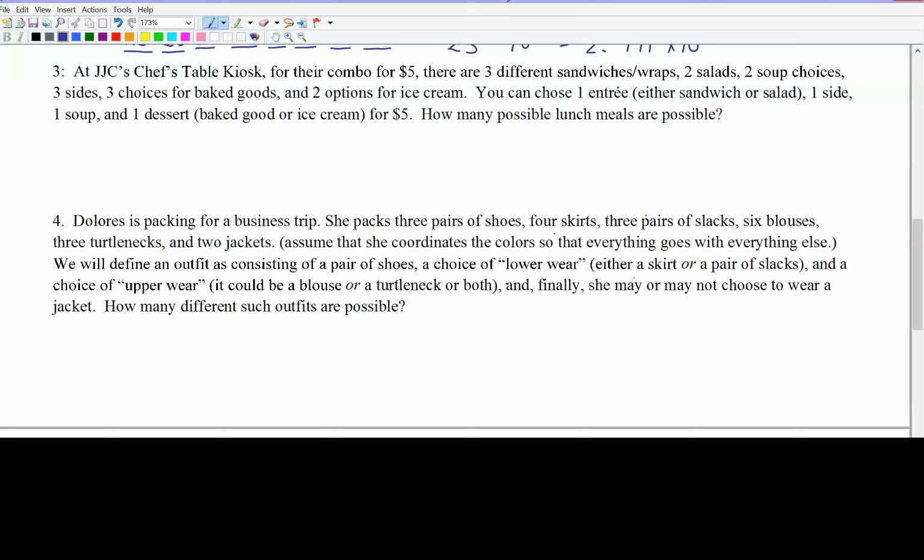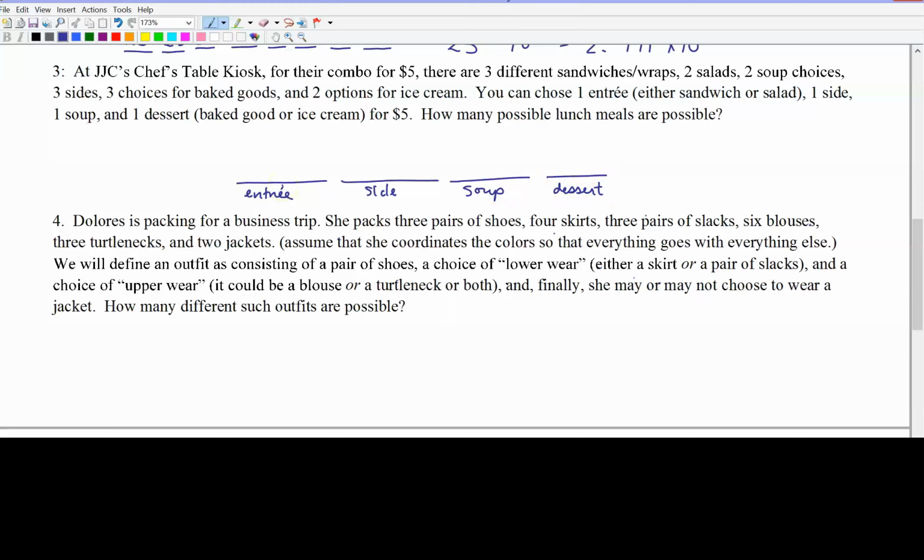Okay, so to build a combo, we have to make 4 choices. We have to have an entree, we have to have a side, we have to have a soup, and we have to have a dessert. So let's look at how many ways each one of these things can happen.